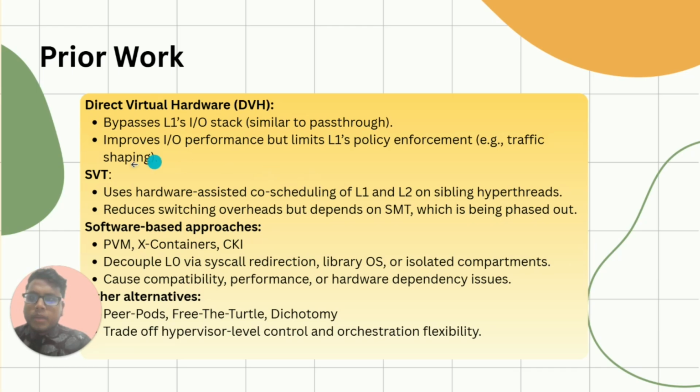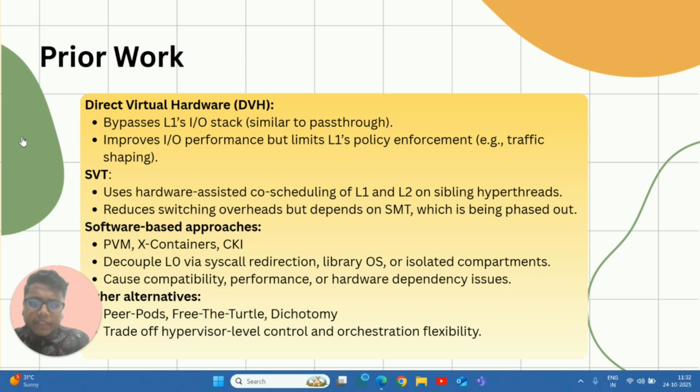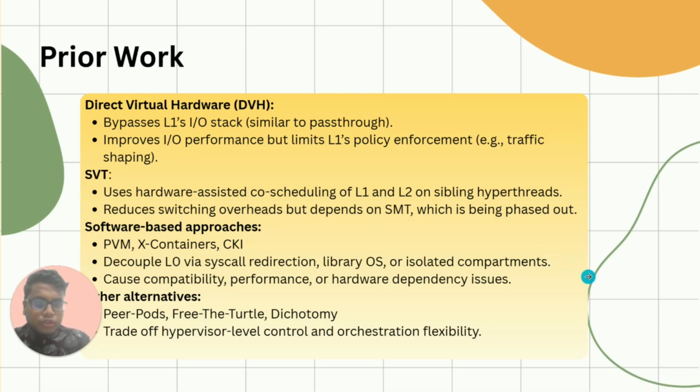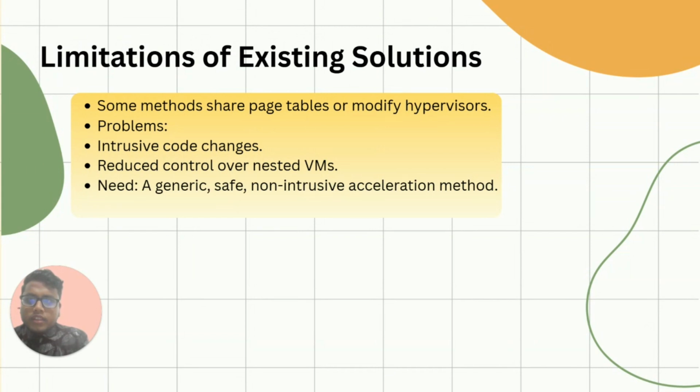Now we will move on with some prior work that has already been devised. Direct virtual hardware bypasses L1's IO stack for speed, but kills L1's control. SVT co-schedules L1 and L2 threads, but it depends on special CPU features like SMT. Software tricks like X containers or PVM work, but they are messy and intrusive. So existing solutions either tie you to specific hardware, break compatibility, or remove control. So there come the limitations, which I already mentioned.